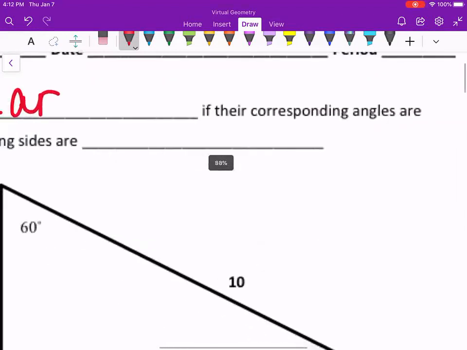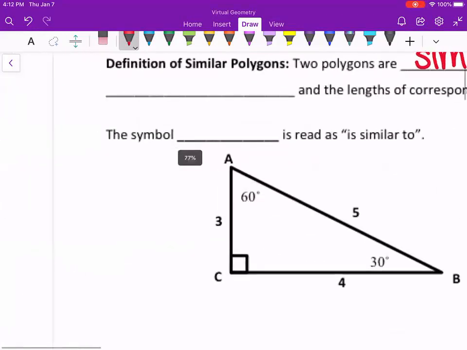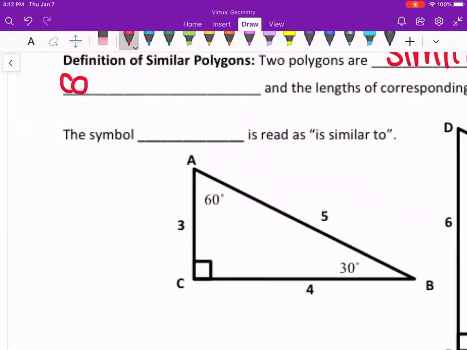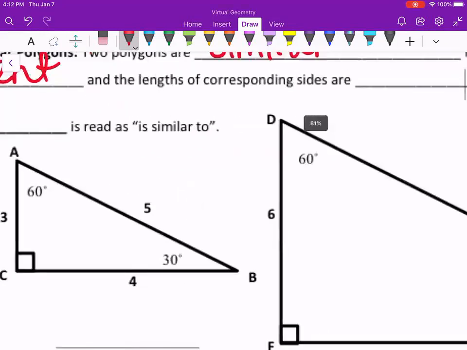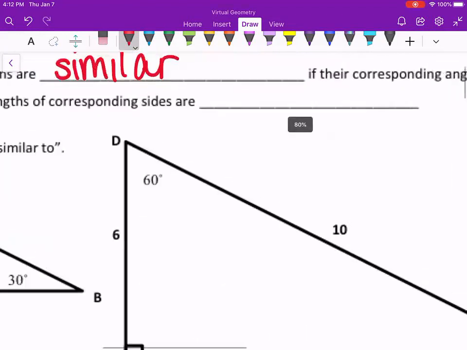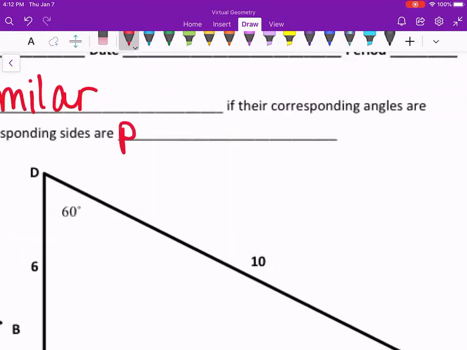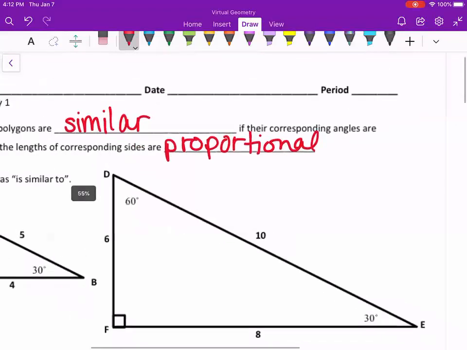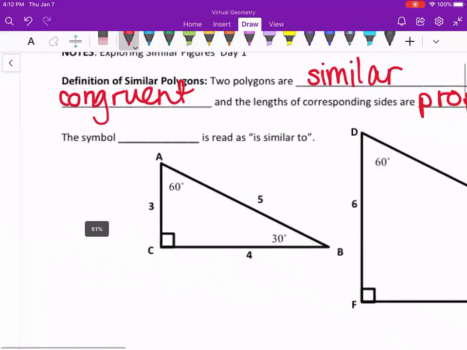if their corresponding angles are congruent. So angles have to be identical. And the lengths of the corresponding or matching sides are proportional. All right, so we can write equivalent ratios with the sides, but the angles have to be exactly the same. So let's see what's going on here with our two triangles.